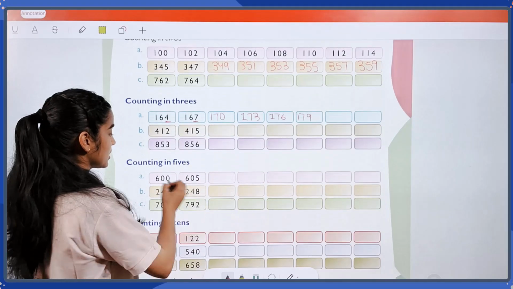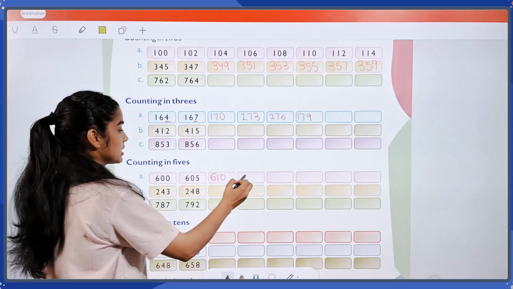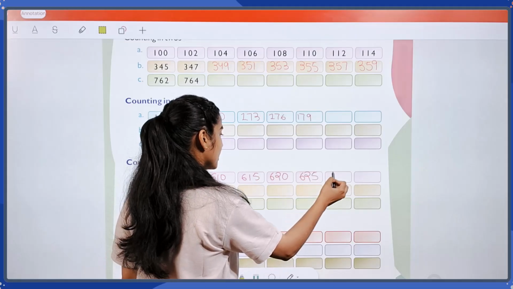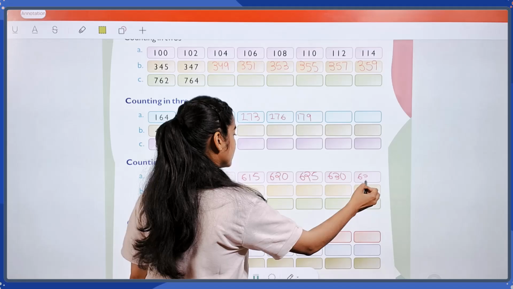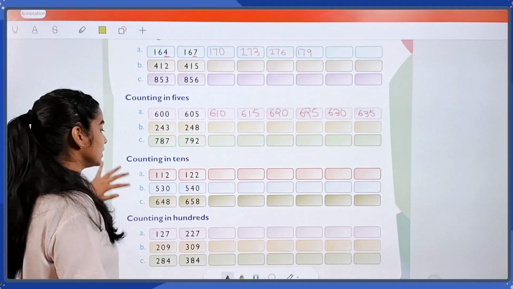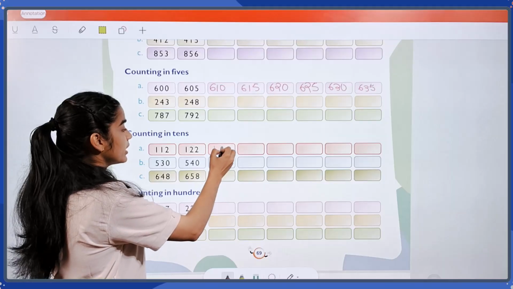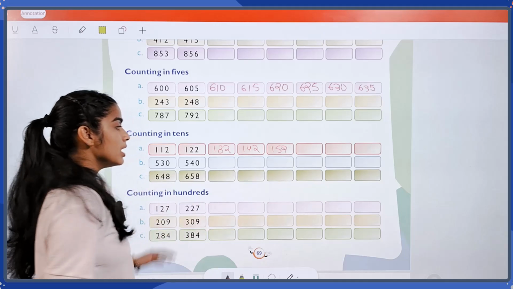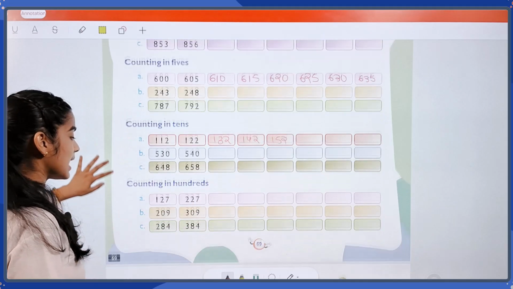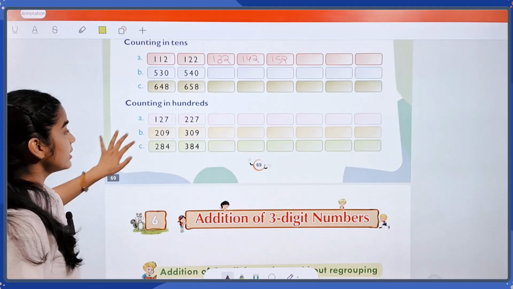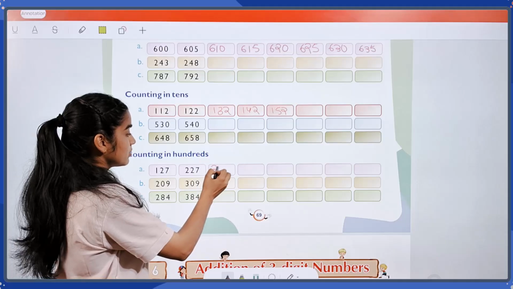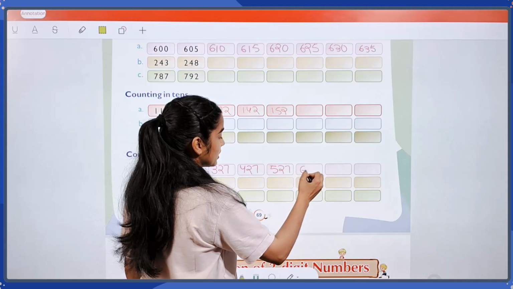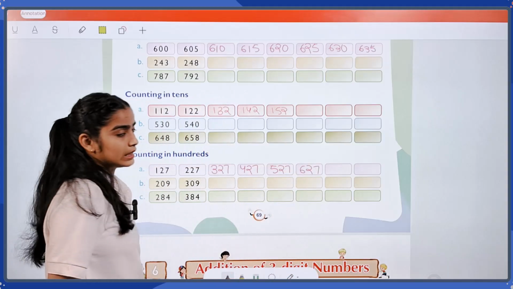Counting in fives, the same: 600, 605, 610, 615, 620, 625, 630, 635. Okay, students, now counting in tens: 112, 122, 132, 142, 152. So you have to complete this table and the rest of the questions as I do. Now counting in hundreds, so 127, 227, 327, 427, 527, 627. So you have to complete similarly as I do.